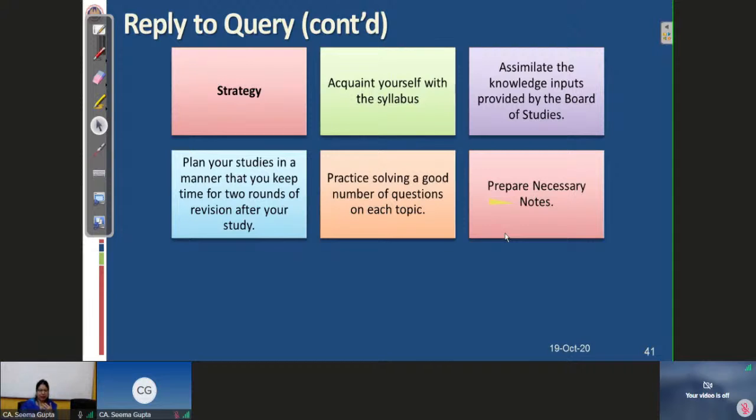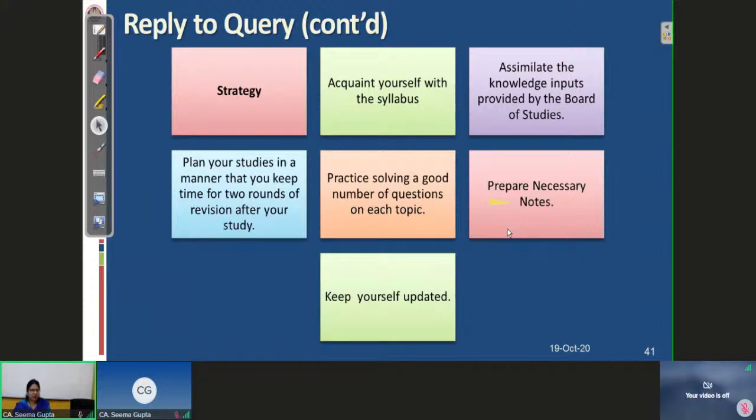Plan your studies in a manner that you keep at least 2 rounds of your revision after your study. So your study part is over. Now your revision stage has started. So you have to plan at least 2 rounds of your revision. Practice solving a good number of questions in each topic and prepare necessary notes.